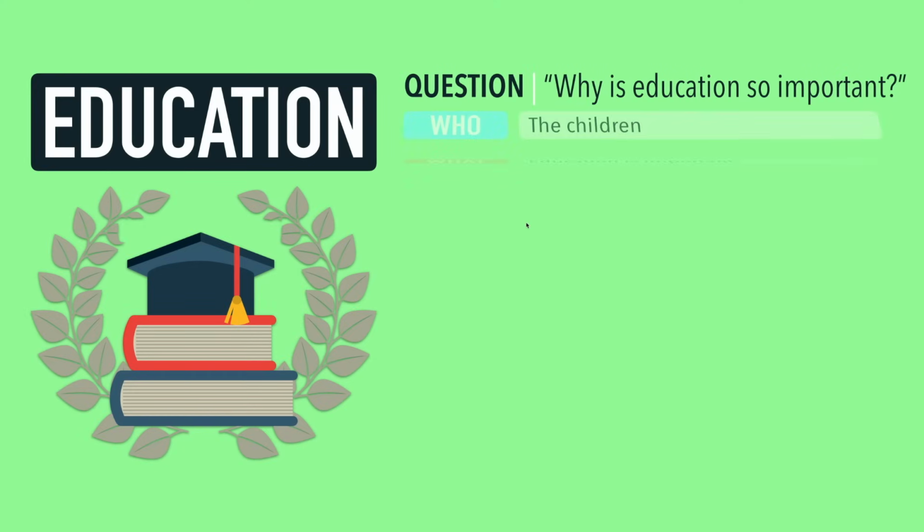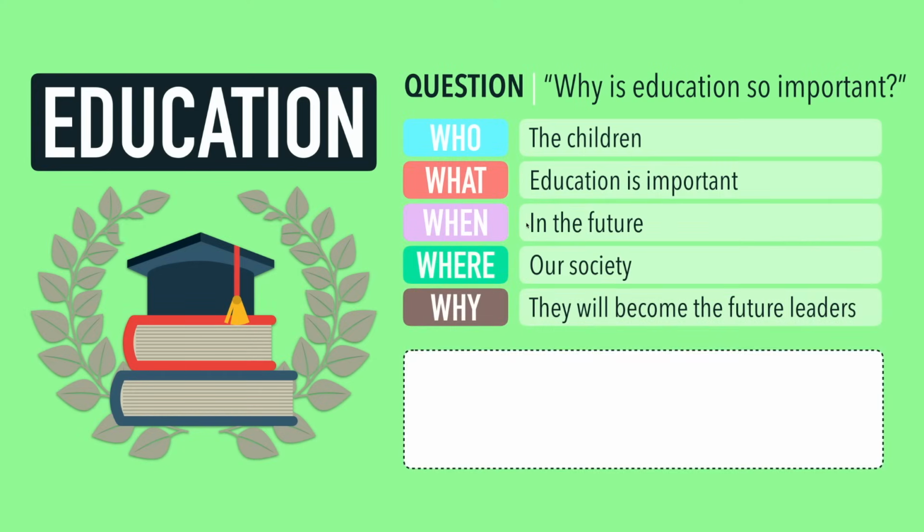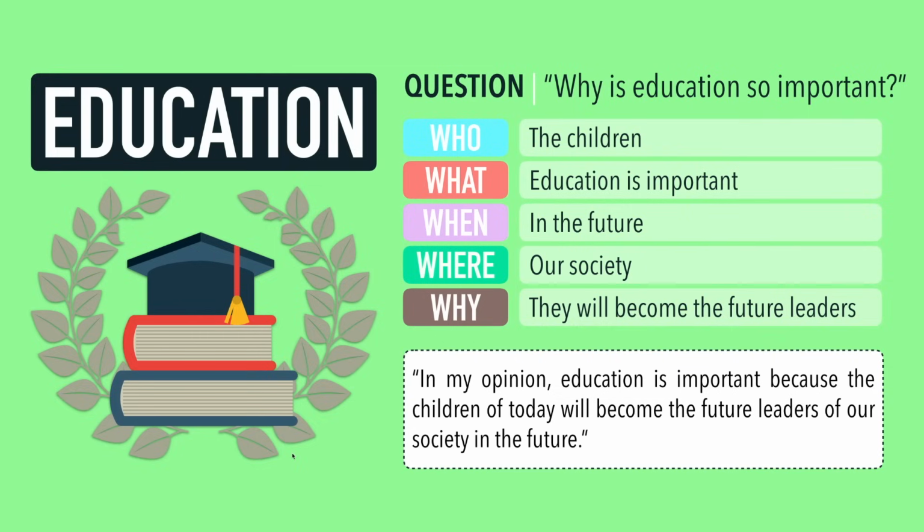Well, again, even when you're asked a deep question that requires lots of thought, all you have to remember is the 5 W's method. Who, what, when, where, and why. So again, why is education so important? Well, here's my answer. Who? The children. What? Education is important. When? In the future. Where? Our society. And why? They will become the future leaders.